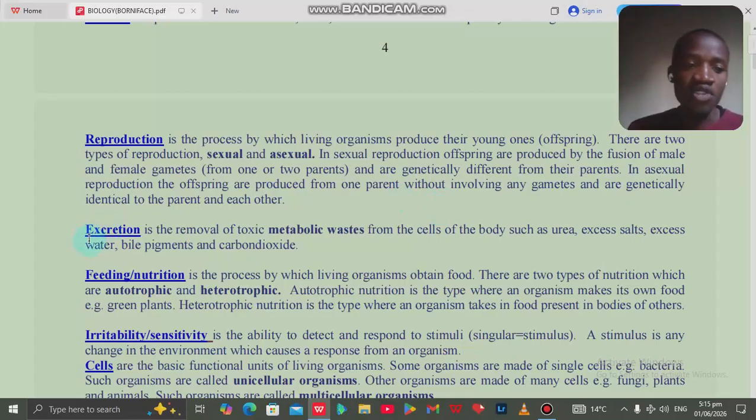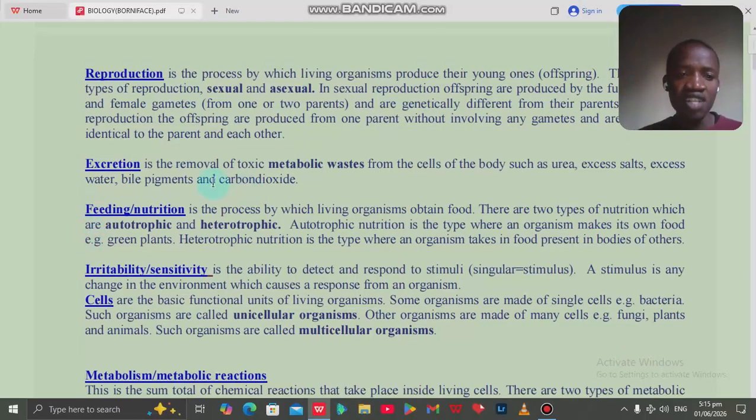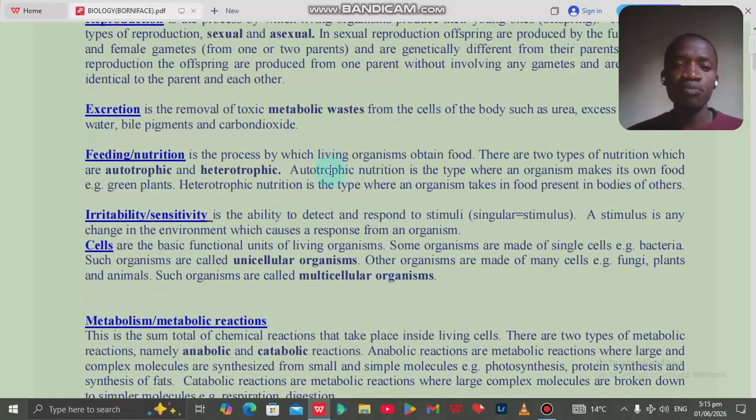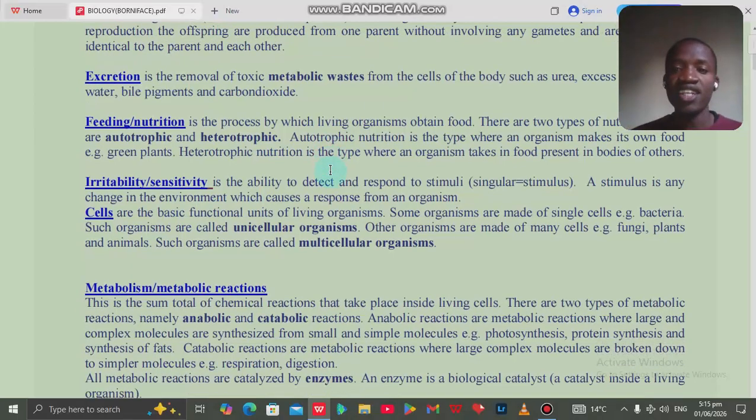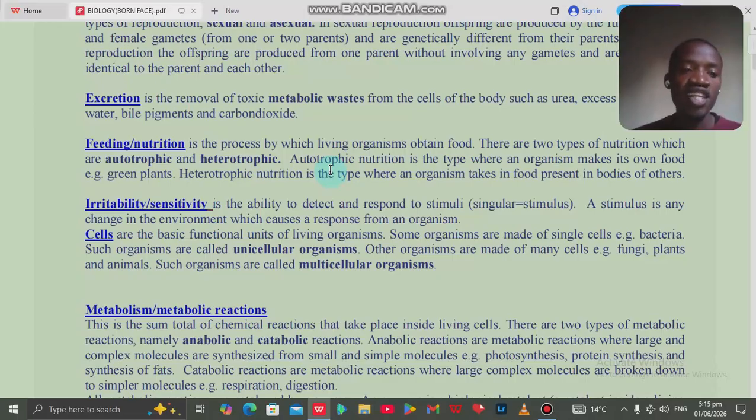All right. So moving on to another characteristic of living organisms, we have excretion, which is simply the removal of toxic metabolic wastes from the cells of the body. And these toxic metabolic wastes include urea, excess salts, excess water, biopigments, as well as carbon dioxide. All those are things that, when they are in excess in the body, have to be removed. Okay, now we move on to another characteristic, which is known as nutrition or feeding.